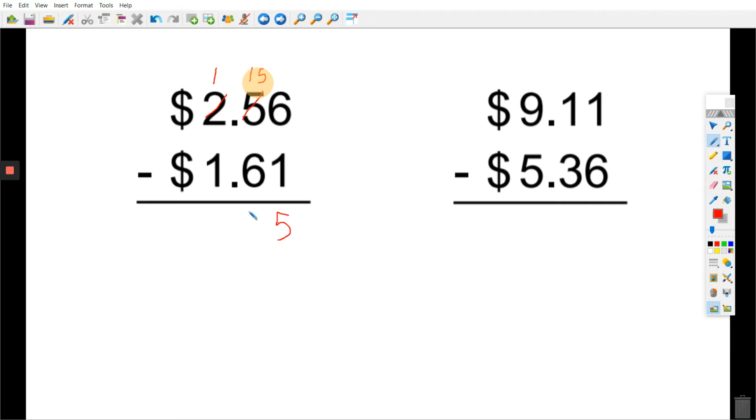15 minus 6 equals 9. Bring down the decimal point. And 1 minus 1 equals 0. In this case, because we're talking about dollars and cents, we have to write that 0 in the dollar space.